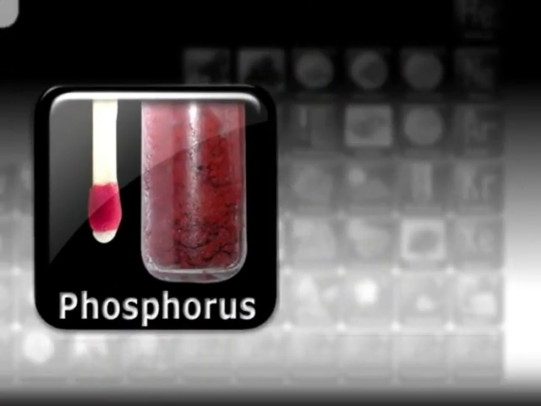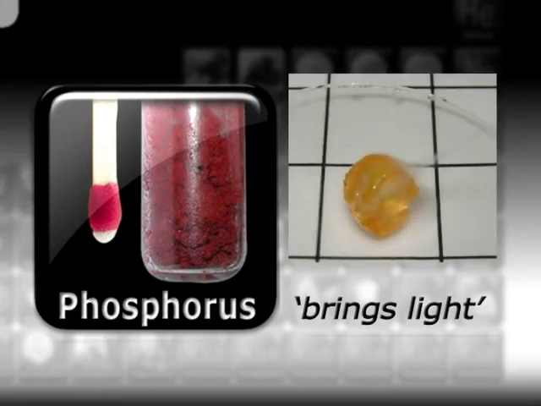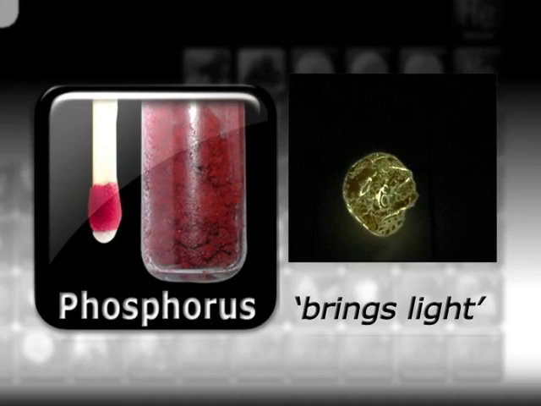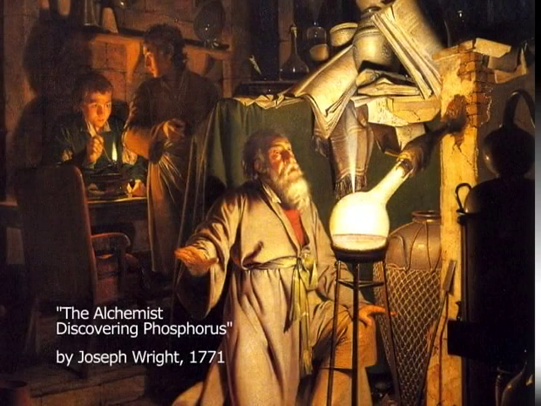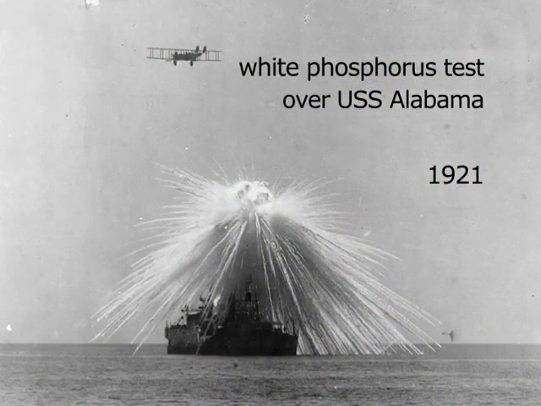Phosphorus, Greek for brings light, as white or yellow phosphorus glows in the dark, as depicted in this painting by Joseph Wright. It is also highly reactive, as depicted in this war training photo.